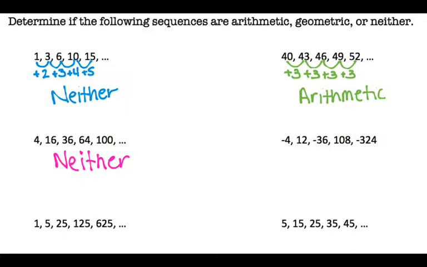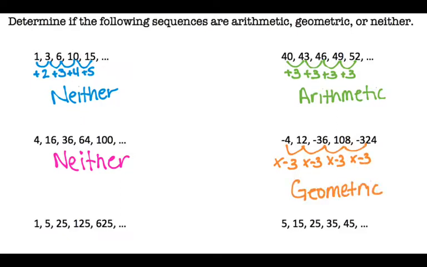All right, then next one. To go from negative 4 to 12, I multiplied by negative 3. And to go from 12 to negative 36, I multiplied by negative 3. Okay, and I kept that pattern going, so this is geometric. The next one, I have 1, 5, 25, 125, 625. So that is multiplying by 5, which makes it geometric.